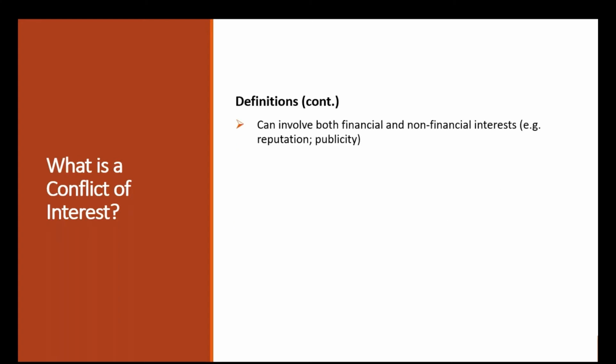I want to make some points before we go any further. So a conflict of interest can involve both financial and non-financial interests. So, for example, reputational or publicity value is something that we should think about.